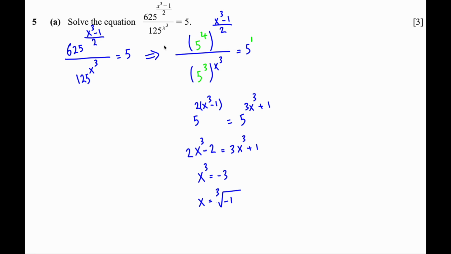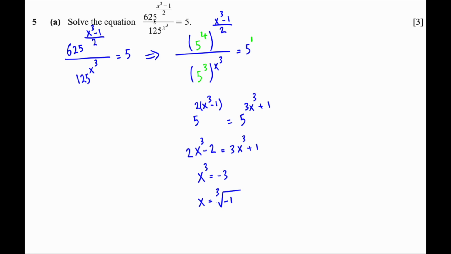Question number 5. I have to solve this equation. Now, if you look at this equation, this is an exponential equation because x is in the power and all the bases are basically multiples of 5. So I'm gonna use my knowledge of the law of indices and factorization to simplify this fraction, and hopefully we can get to the final answer.